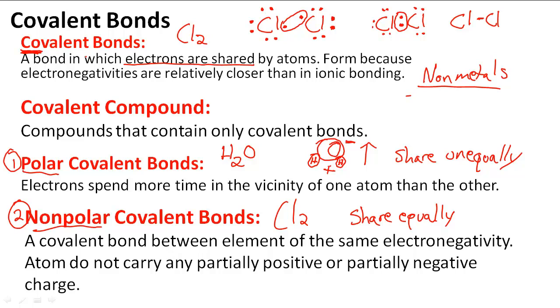So remember that covalent bonding usually happens between nonmetals. They involve the sharing of electrons. There are two types, polar and nonpolar. Polar involves sharing unequally. Nonpolar involves sharing equally. And there are compounds that are made and contain only covalent bonds.